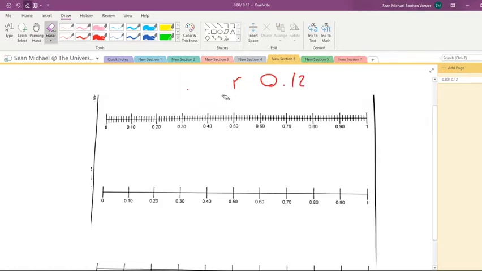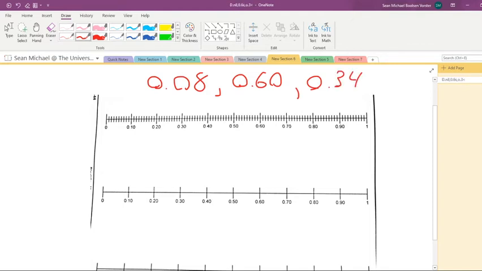Instead of doing this here, we could say, okay, order on this line. How about we order 0.08 and 0.60 and 0.34? You notice how I'm getting better at saying it properly. I'm saying 0.60 and 0.34, not 0.60, not 0.34, it's 0.34.